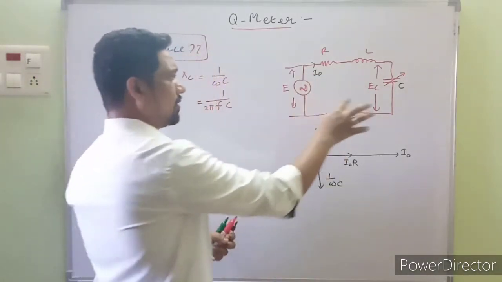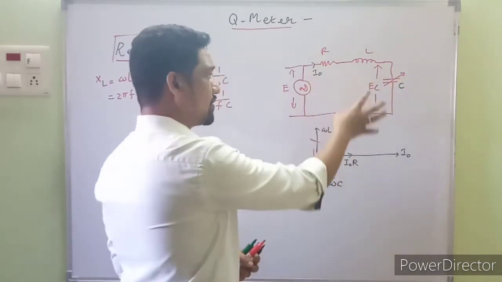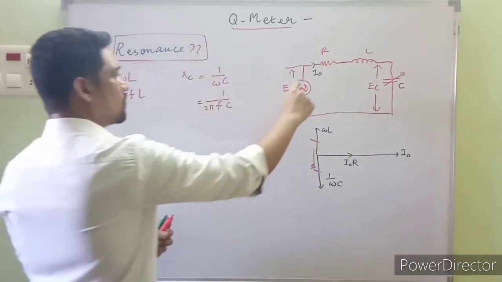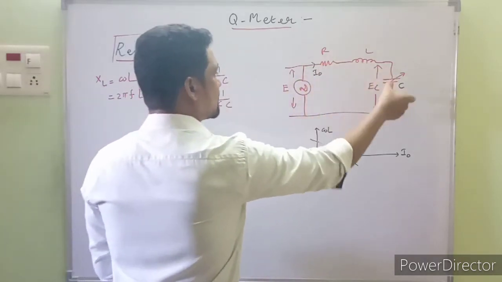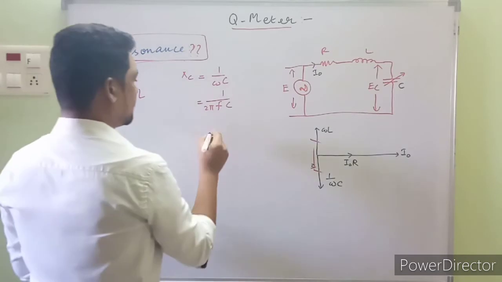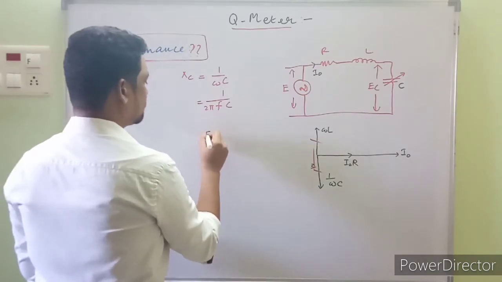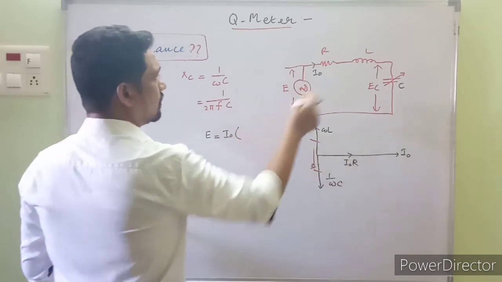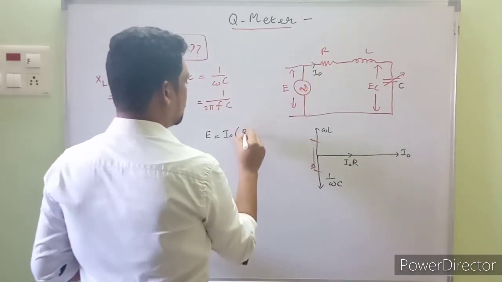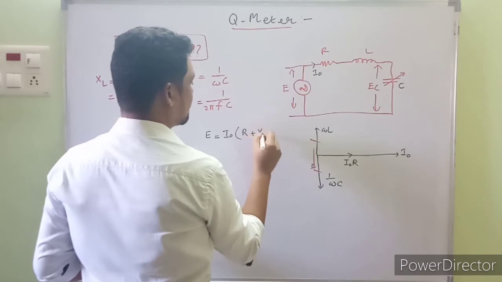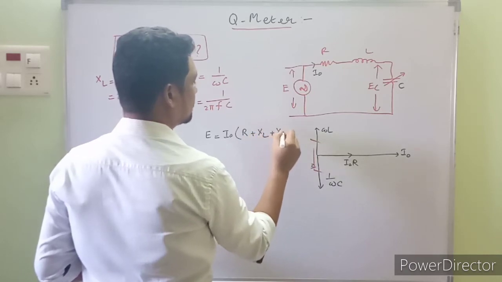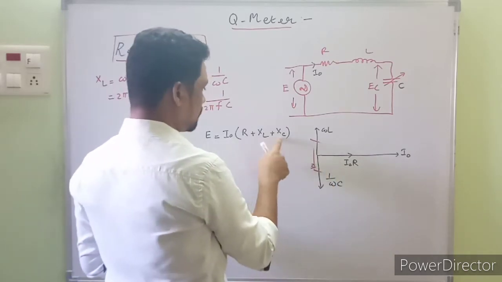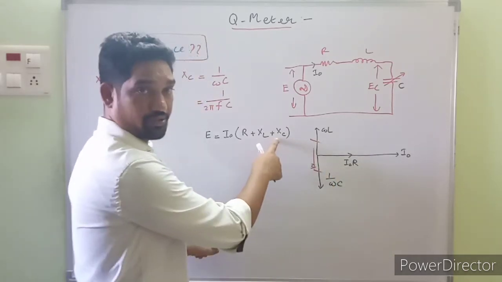At resonance, we have tuned the capacitor to resonance, we have obtained the resonance, and I naught will be flowing in that case. So how can that be written, this voltage drop is equal to this drop plus this drop plus this drop? The supply voltage E is equal to I naught into R plus XL plus XC. From the knowledge of the phasor diagram, these two are out of phase with each other, being equal in magnitude.